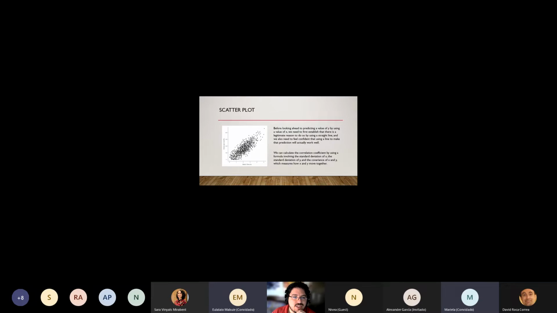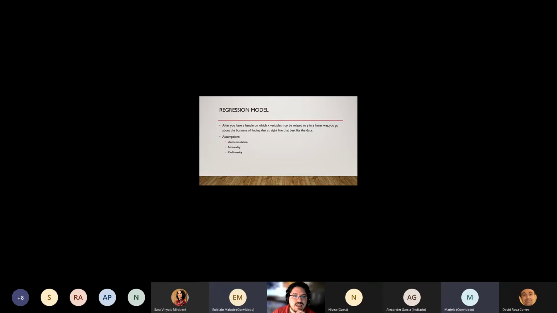So we already did this. This is the scatter plot. This is the thing that we need to do before looking ahead to trying to predict values of y by using values of x. So before trying to predict clicks per month, we want to establish that there is a linear relationship between watch time and clicks, which we did. And that is what we do with the correlation. And the step that we are at now is the regression model.